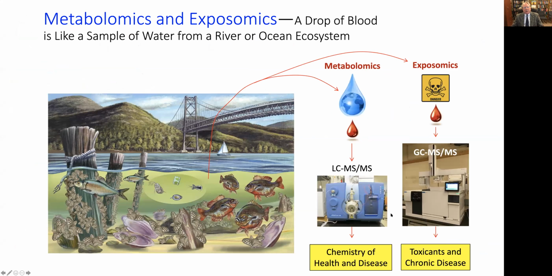To introduce you to metabolomics and exposomics, we think of drawing a sample of blood as taking a sample of water from a river or ocean ecosystem that contains all of the nutrients and the waste products that are produced by all the cells of the body, including all the microbial cells in the body. That sample can be considered a little microcosm, and the endogenous molecules comprise the metabolomics, which is analyzed through the mass spectrometer. The exogenous molecules, that collection of molecules, are called the exposome, and we analyze those through another mass spectrometer in order to get an idea of toxicants that may be involved with human disease.